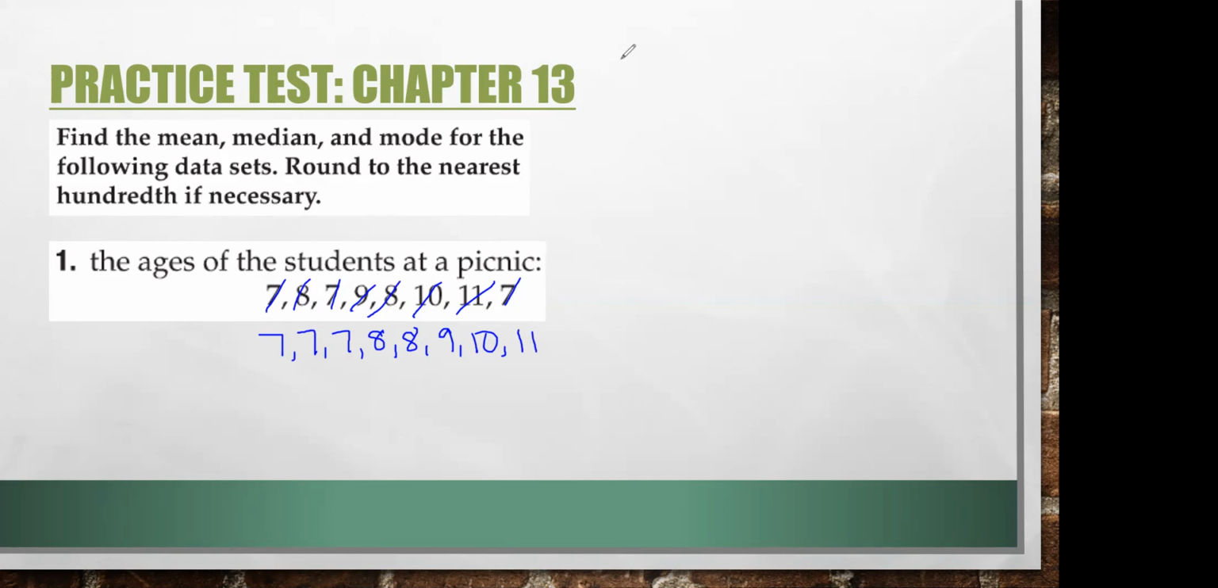mean, in order to find the mean, you need to add up all the data and then divide by the number of data, okay? So here I would add 7 and 7 and 7, 8 and 8, 9, 10, and 11. And there are 8 pieces of data, so I'm dividing by 8. So that would be 67 over 8. And then that ends up being 8 and 375 thousandths.